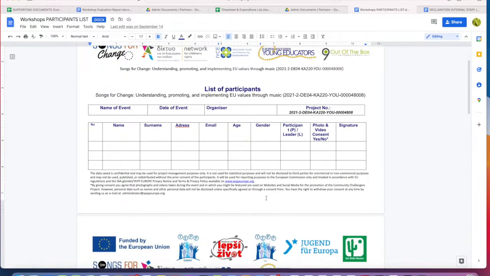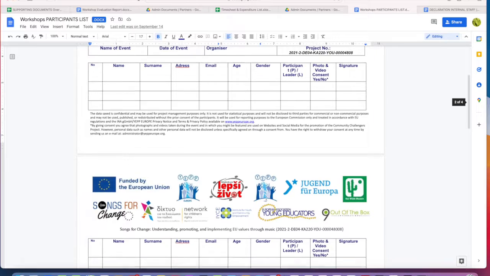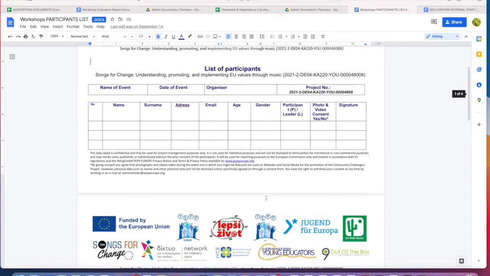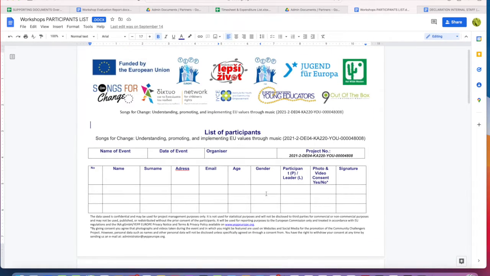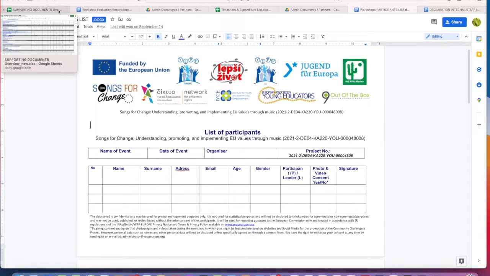It's the same as for the other event. So name, all the details, and signature. Very important to prove that you have run this workshop on the given date, which is featured in the timesheet.